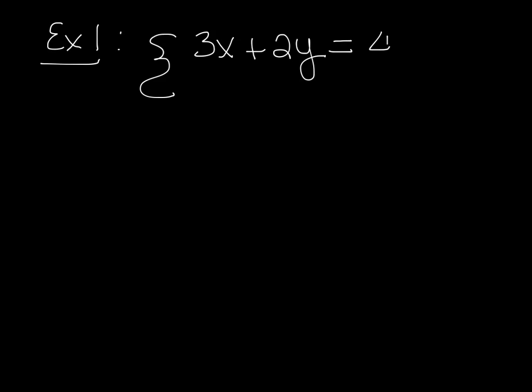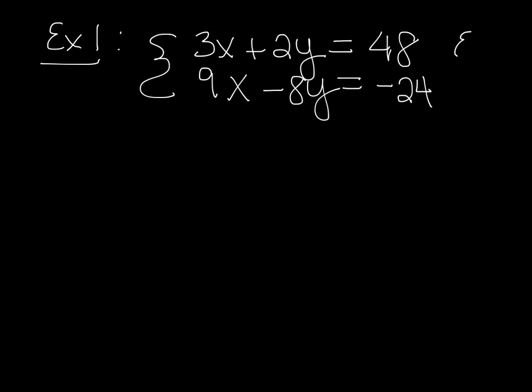Okay, example 1, right? We want to solve the system, and I will start with this system. So we have 3x plus 2y equals 48, and we have 9x minus 8y equals negative 24. Okay, so this is our system, right? Again, here's equation 1, here's equation 2.